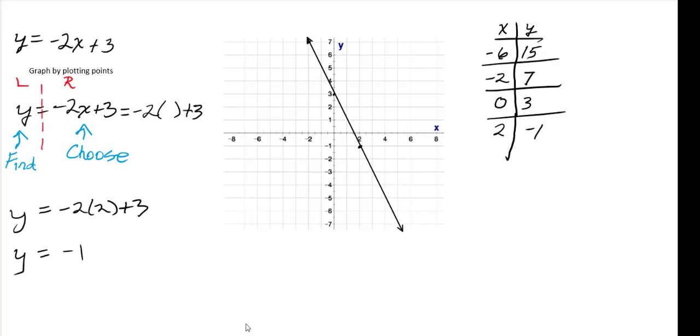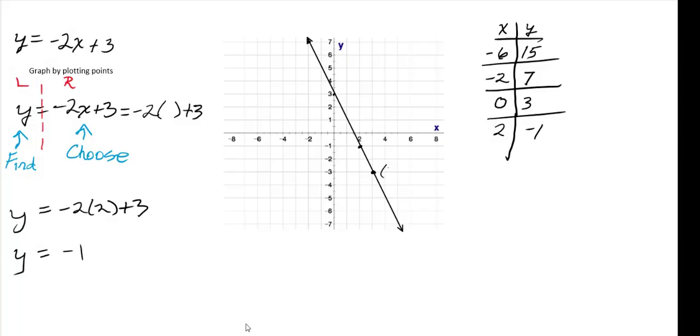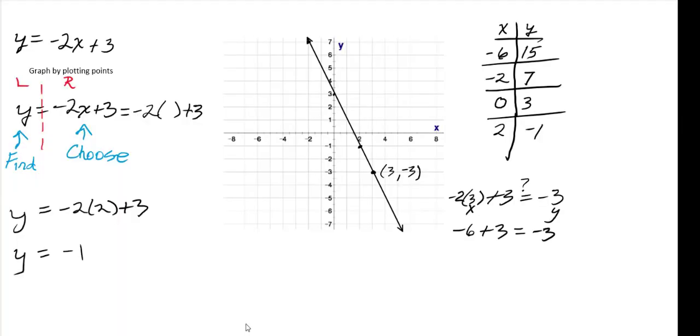So notice, if I pick another place on this graph, like here, this is the point 3 comma negative 3. Is this a solution to the original equation from this ordered pair 3 comma negative 3? And notice it is true. Negative 6 plus 3 is negative 3.